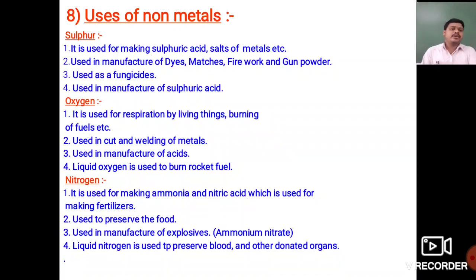Whenever some person donates body organs, like heart, eyes, lungs and kidney, these donated organs will be preserved for a few hours by using this liquid nitrogen. By using this liquid nitrogen only, we can easily preserve the blood and other donated organs. Okay, so these are all the uses of nitrogen.